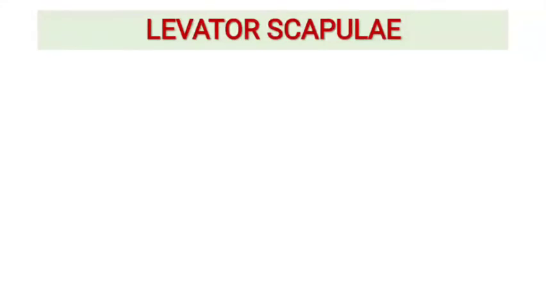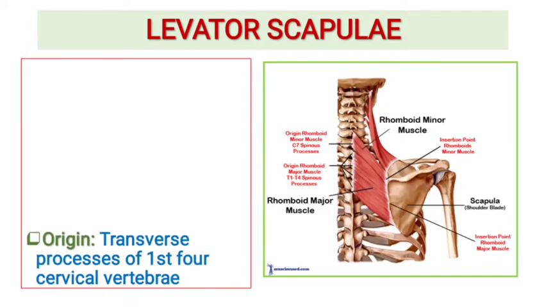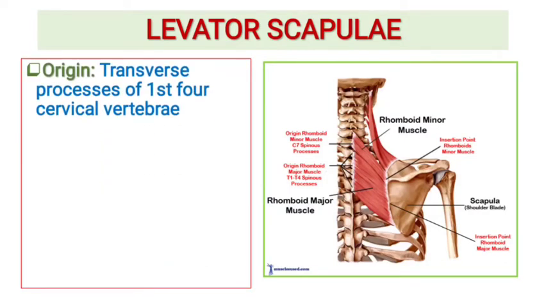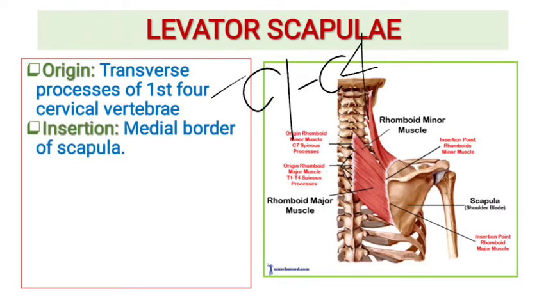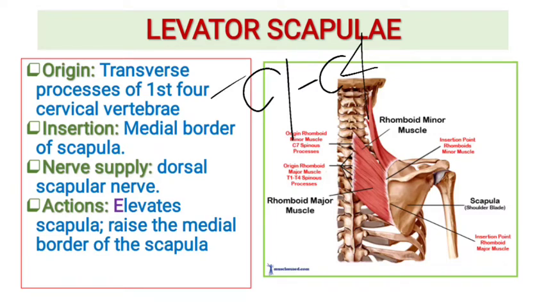Next, you have your levator scapulae muscle. From its name, it's named for its action. It can elevate your scapula. It has origins with the transverse processes of the first 4 cervical vertebrae, so generally speaking, that's from C1 to C4. What else? You have its insertion within the medial border of the scapula, and its nerve supply is your dorsal scapular nerve, and its action, of course, is to elevate your scapula and to raise the medial border of the scapula. So this is your levator scapulae.